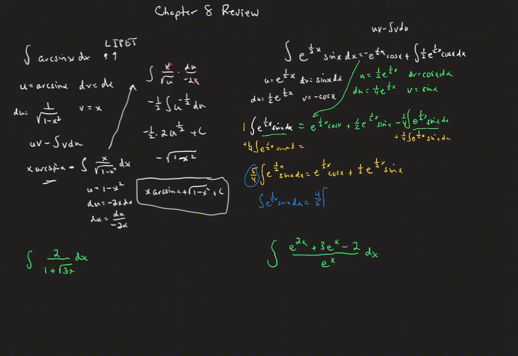4/5, and I'm just going to throw it all in a big bracket here, e to the 1/2 x cosine x plus 1/2 e to the 1/2 x sine x, and don't forget the plus c after all that. That's crazily enough our answer. And you can distribute that if you want.